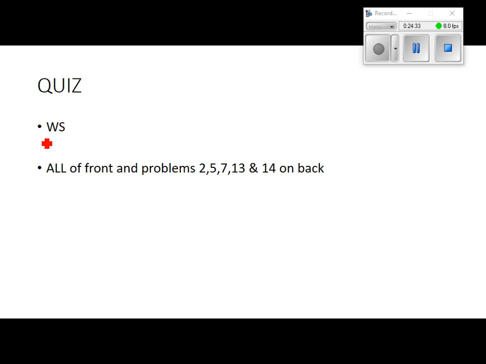The quiz is this. All of the problems on the front, not very difficult, and these 5 problems on the back. So that's your quiz. Do that. Got a neighbor there next to you. I don't mind if you ask your neighbor, I don't mind if you work together a little bit, you cannot ask me. So help each other a little bit and make sure you get the right answer.